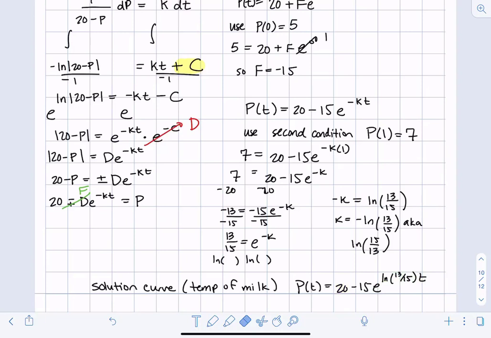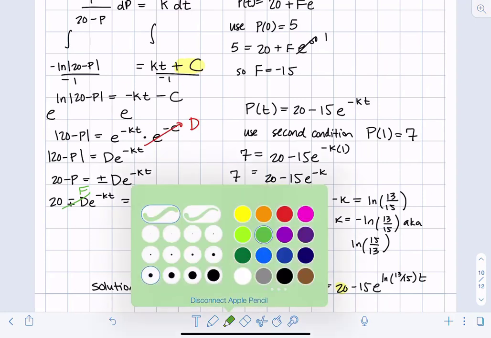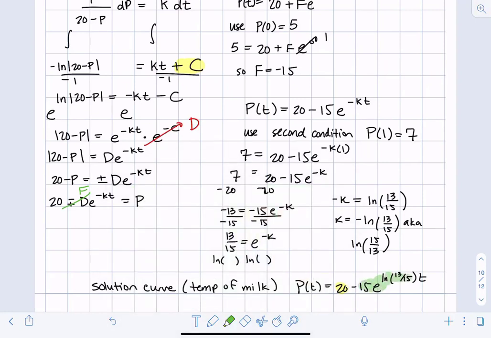And we always want to make sure before we move on that this makes sense. When we look at our solution curve, it does make sense because our ambient temperature is always going to be greater than the milk, which is warming in this problem. And as time goes on, this term means that the milk is going to be getting closer and closer to the ambient temperature of the room. As t approaches infinity, this curve approaches 20, the ambient temperature.